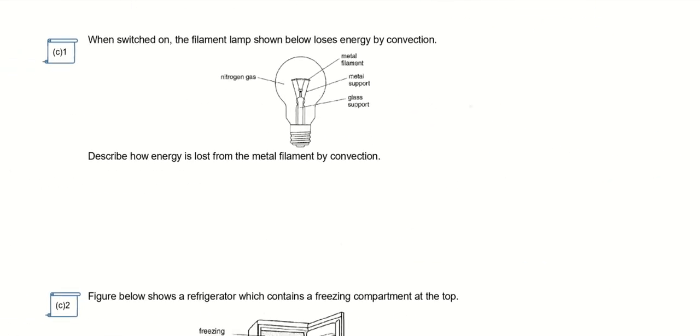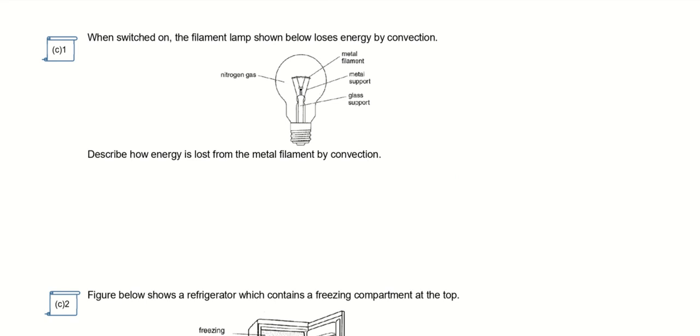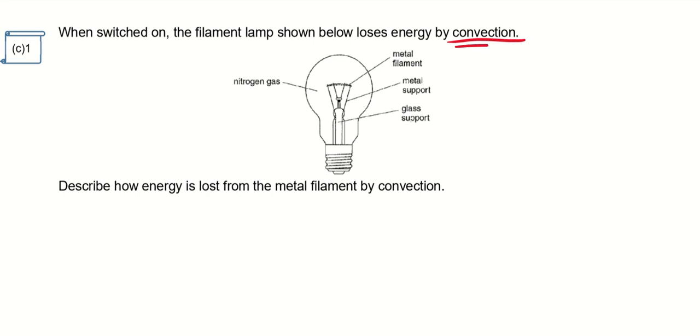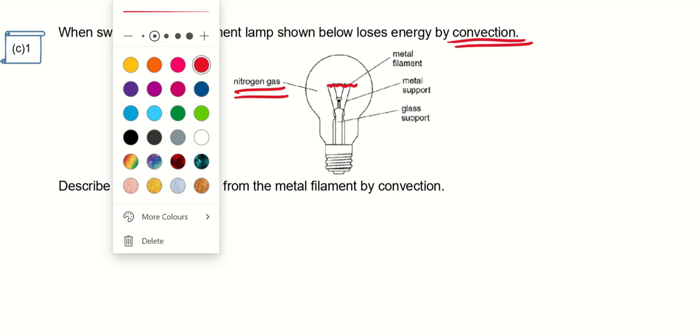Okay, so let's look at this question. C1, when switched on, the filament lamp shown below loses energy by convection. So this question is an O-level question. They already state the process by which the filament lamp transfers energy to the surroundings. So the filament lamp is now hot. Okay, so what happens to the gas around it? Take note, it's nitrogen gas, so you cannot be using air, you cannot be using liquid, right? So for the nitrogen, let's use our VDACC.